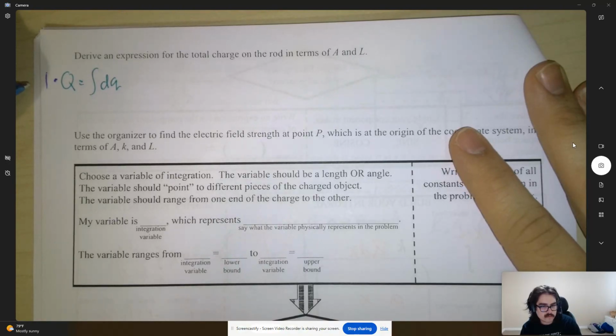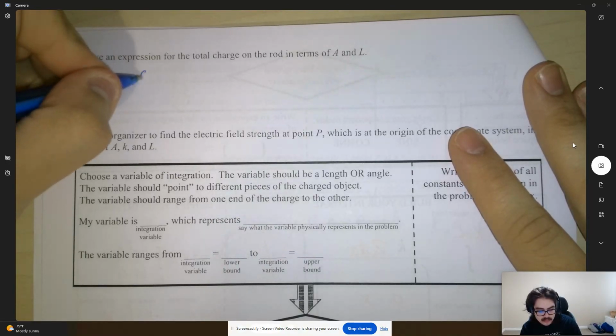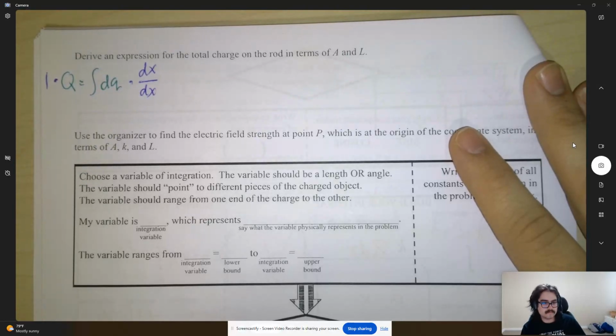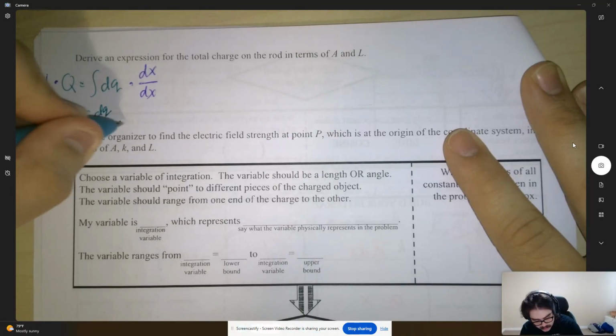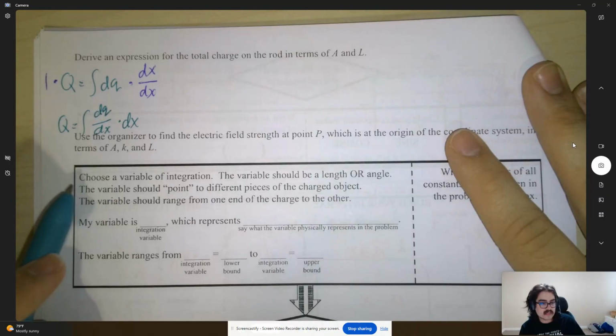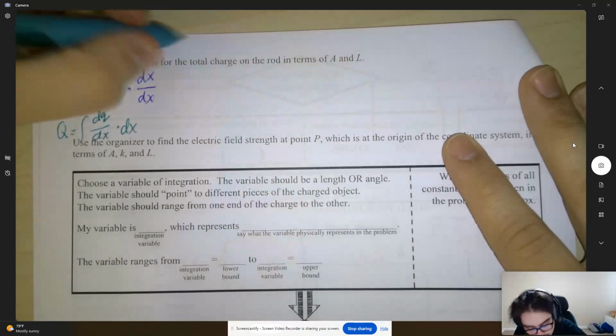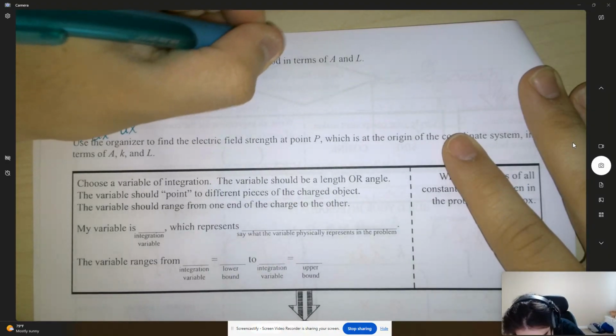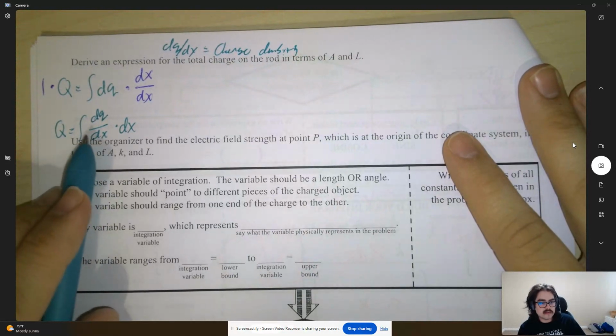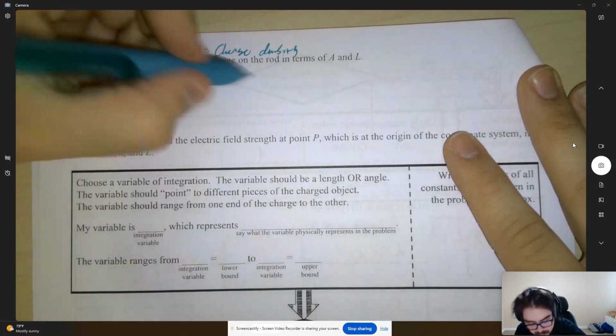And 1 can take many forms. It can be 2 over 2 or 3 over 3, or it could be dx over dx. Doesn't matter. And this would actually just end up becoming dq over dx times dx. So this would really just be Q equals the integral of dq over dx times dx. And dq over dx, by the way, is your charge density. Let me write that up here. dq over dx is charge density. So really, you just want to integrate your charge density with respect to x, and that's going to be the best way to do it.